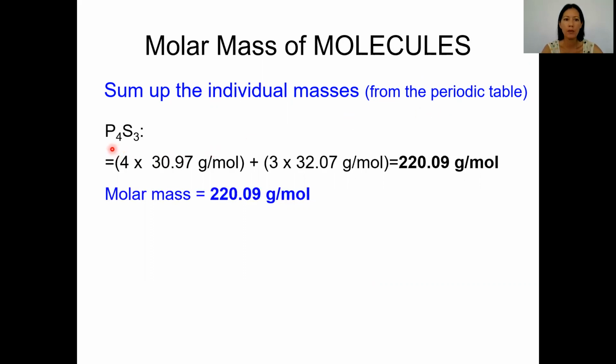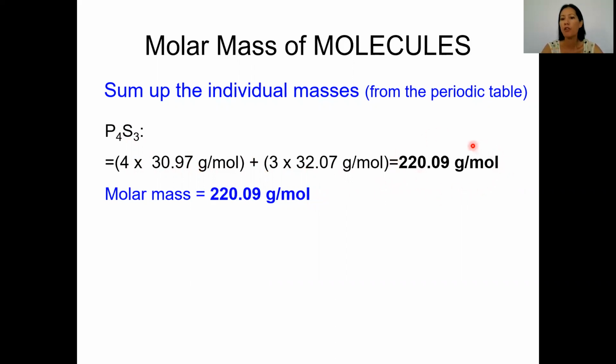So for this compound here, tetraphosphorus trisulfide, what you would do is add up the mass of 4 phosphorus and 3 sulfurs. So 4 times 30.97, which is the molar or atomic mass in terms of moles, grams per mole for phosphorus. You would do 4 times 30.97 plus 3 times the mass of sulfur. When you add this all up, you get 220.09. That's the molar mass.